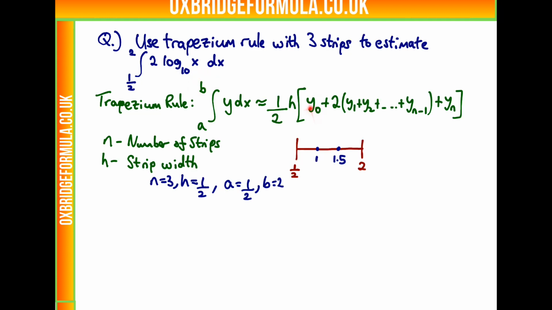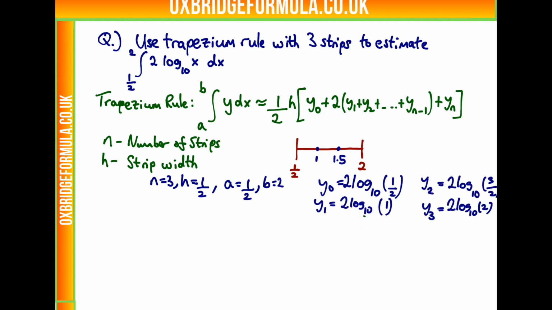And what are our values of y0, y1, y2, and y3? Well, y0 is precisely 2 log base 10 of a half, y1 is 2 log base 10 of 1, and similarly y2 and y3 are as such. Do we know anything about any of these values here? We know that 2 log base 10 of 1 is going to be 0. So y1 is 0, and that should hopefully simplify our calculations.